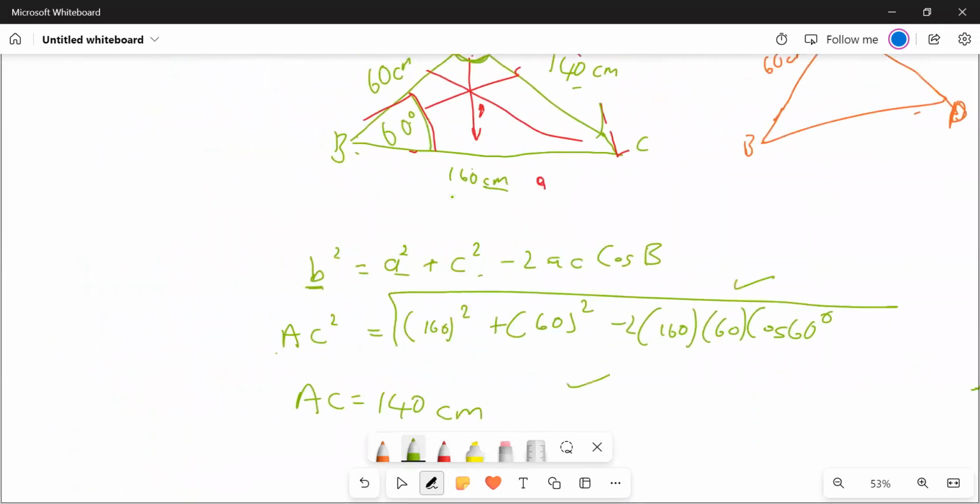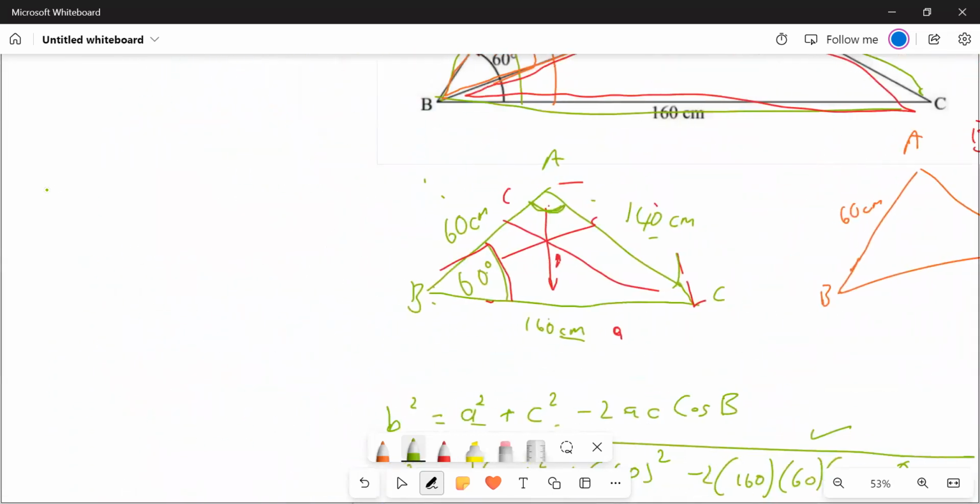So what does the sine rule say? Let's write it. It says sine A all over small letter a, which is equal to sine B all over small letter b, which is equal to sine C all over small letter c. Now you substitute. Do you know what A is? You don't know what A is, so we are simply going to write it as sine A. No problem. Do you know what small letter a is? Yes. What is small letter a? 160.